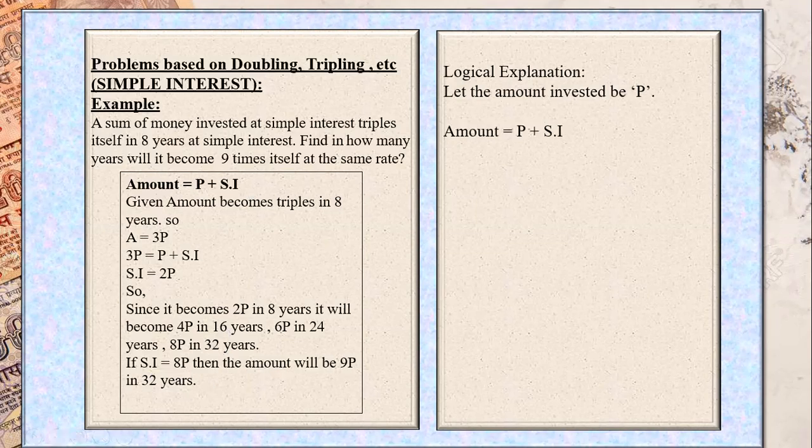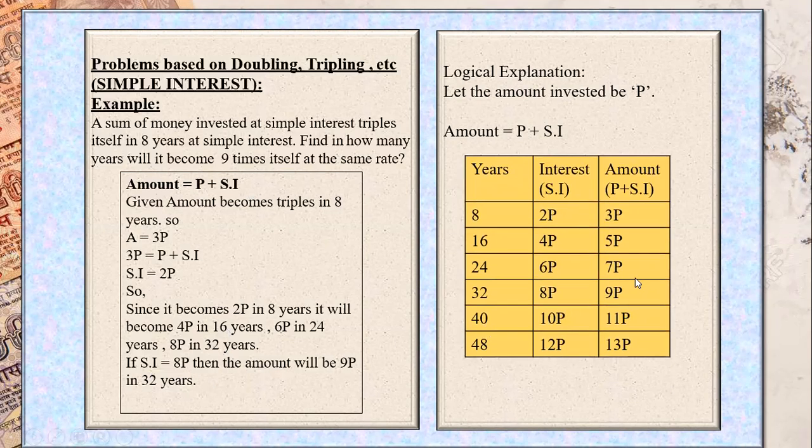We can also say it in other ways like this. We can take a table. Simple interest will always follow an arithmetic progression. For 8 years, the simple interest is 2P and the amount is 3P. You can see it is arithmetically increasing. 3P will become 5P in 16 years, 7P in 24 years, and 9P in 32 years. Only the simple interest will be changing, like 2, 4, 6, 8. Amount will be like 2P plus P, 4P plus P, since amount is equal to principal plus simple interest.